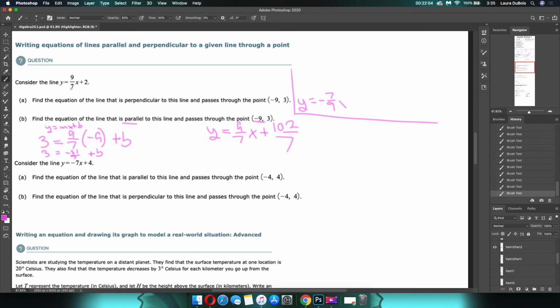Computer, what are you doing? I know you're an 8-year-old dinosaur, but please catch up. Thank you. So we have the y. We have the negative 7 over 9 times 9 plus b. Now this one at least is nice to us because this one does divide evenly. 9 divided by 9 is 1. 1 times negative 7 is negative 7 plus b, so we add 7, it cancels out, b equals 10, plus 10.